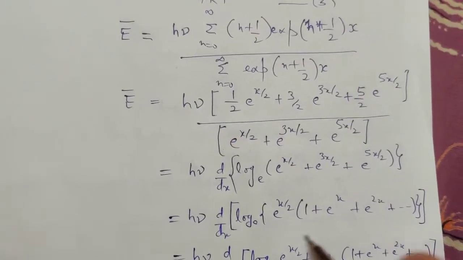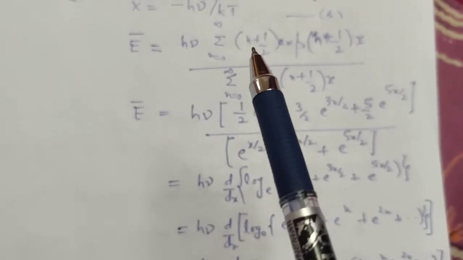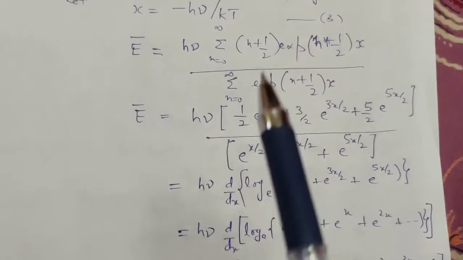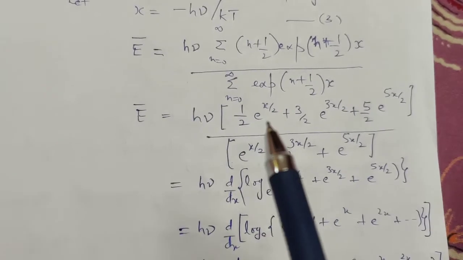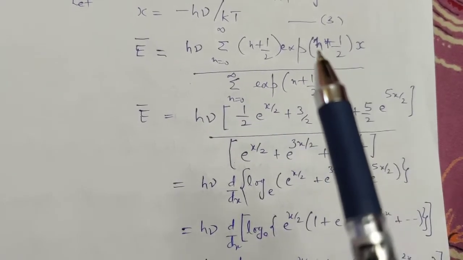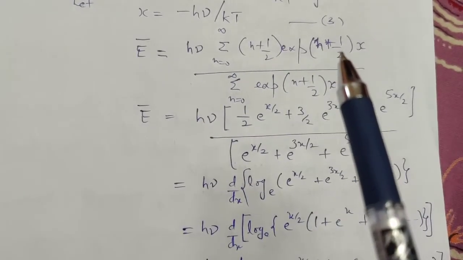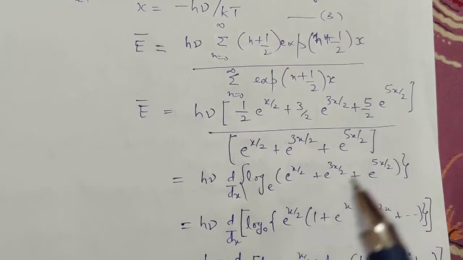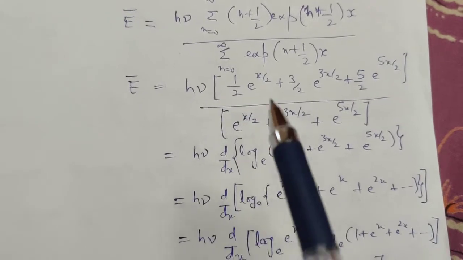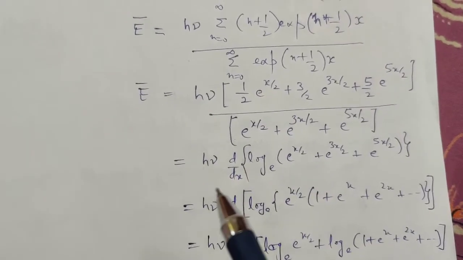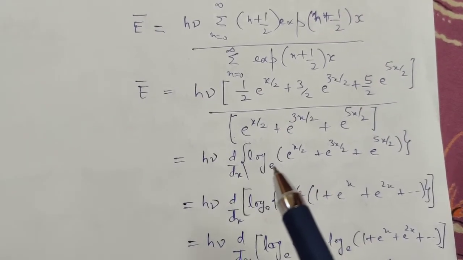So now here we are putting the value of n equal to 0, 1, 2. If it is equal to 0, this will be half e raised to power x by 2. If it is 1, this will be 3 by 2 x, and so on up to this. Similarly this, and here you can simplify this by writing d upon dx log e.